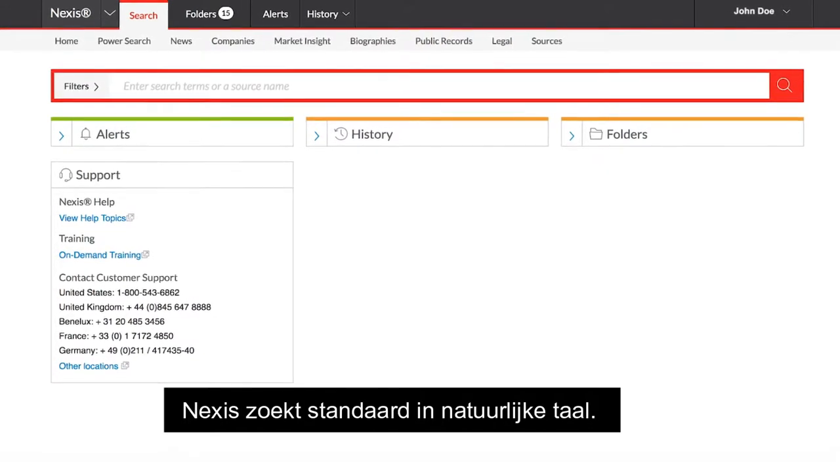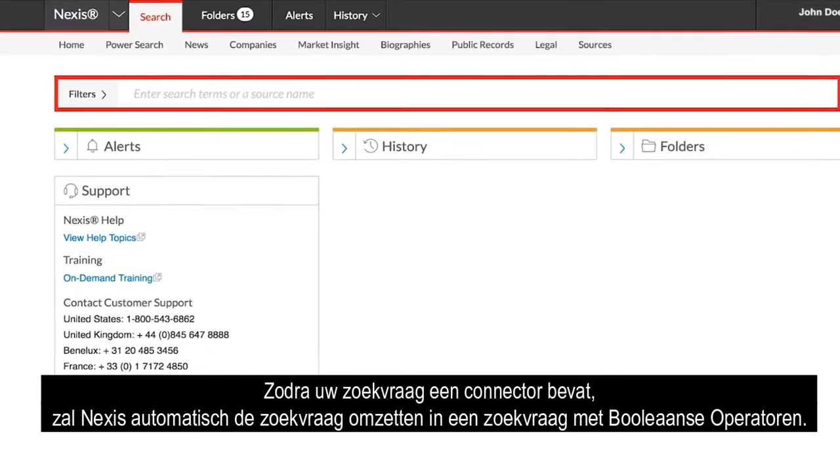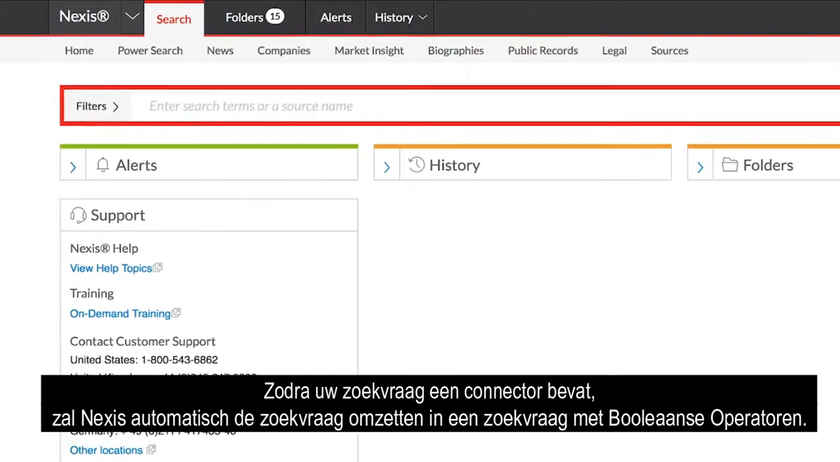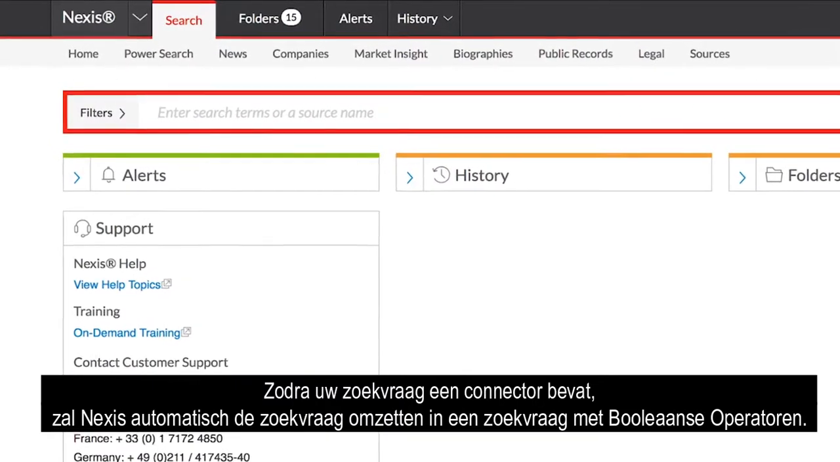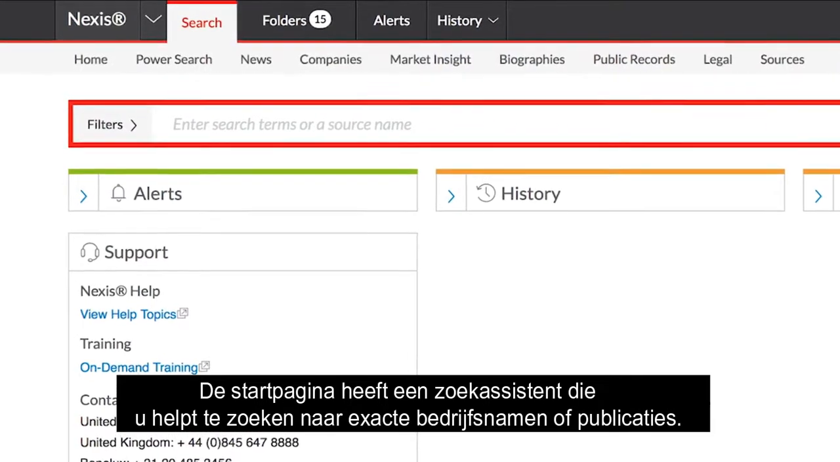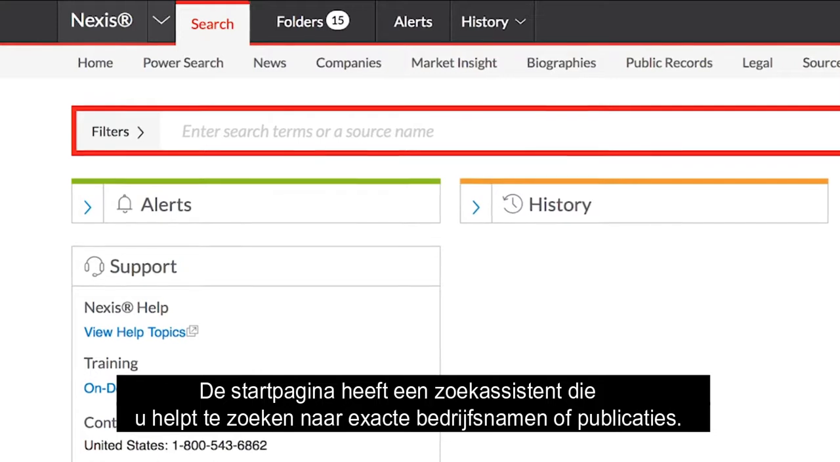Nexis uses natural language to search by default. If your search includes a connector that you did not include as a quoted phrase, Nexis will automatically run the search as a terms and connectors search. The home page has a search assistant that will intuitively help you search for exact company names, people, or publication names.